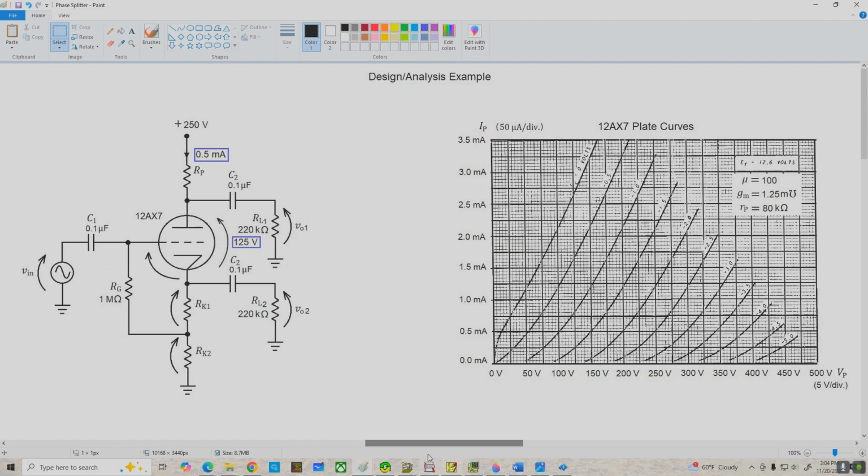All right, here's the circuit we're going to be using. It's a 12AX7. We're going to set up a Q point with IPQ of 0.5 milliamps and VPKQ of 125 volts.